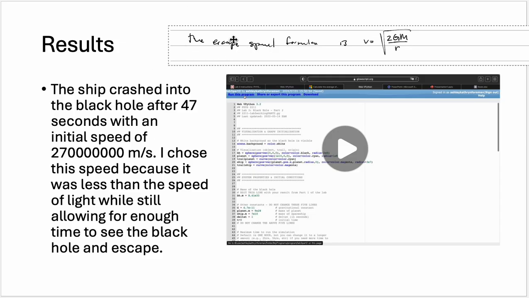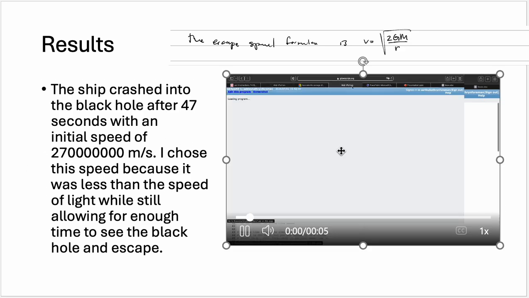And then the results: the escape speed was very small, while the speed of light is very large, so the speed needed ended up being a lot closer to the speed of light than the escape speed. The speed necessary was 2.7 times 10 to the 8th meters per second, and this allowed the ship to crash only after 47 seconds, so that you could get close, but then hopefully have enough time to escape.